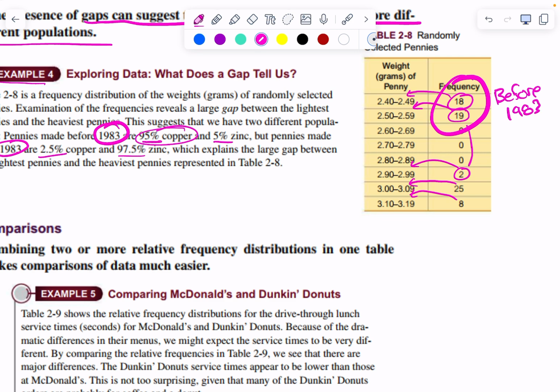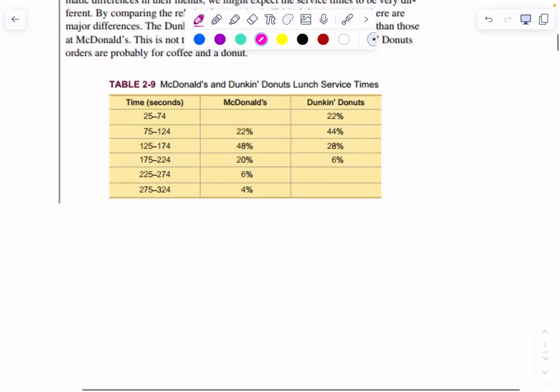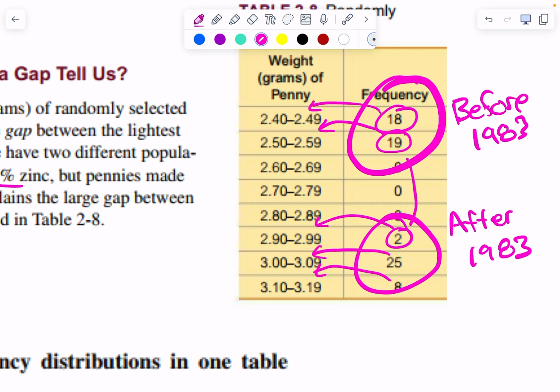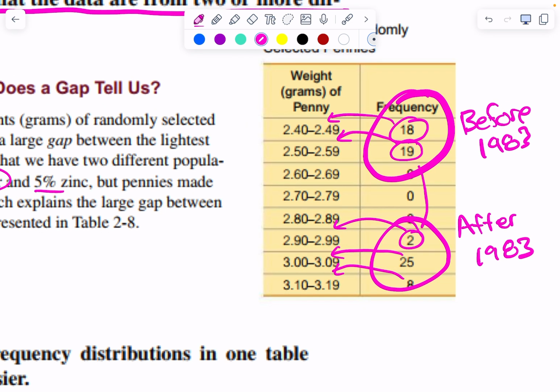But these are all before 1983, and these are all my pennies after 1983. They completely flipped them. It wasn't like a 2.5% difference. It went from 95% copper to just 2.5% copper. They just switched the ratios. They didn't even do half and half.